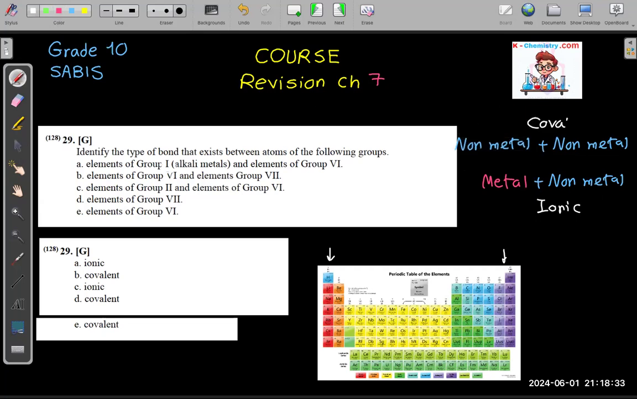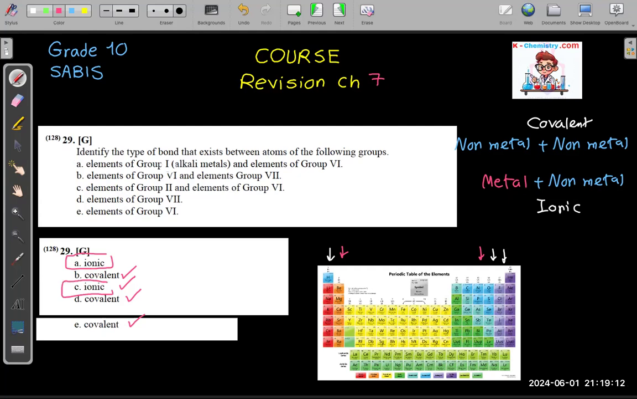Let's see the second one. He said group 6 and 7. Both of them are non-metals, both from the right side, so they are covalent. Group 2 and 7, one from here and one from here, so ionic. Both of them in 7, both non-metals, so covalent. Both in 6, both non-metals, so covalent. Again, if one metal and one non-metal, it's ionic.